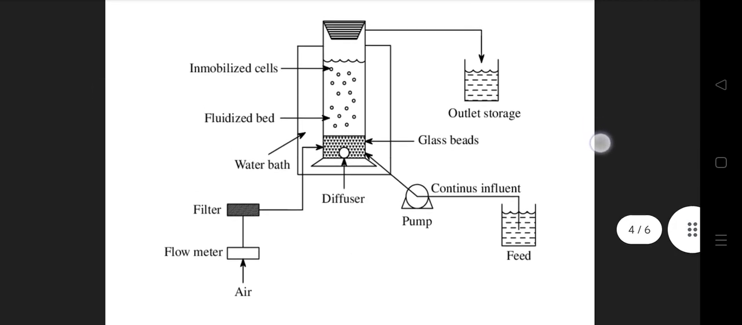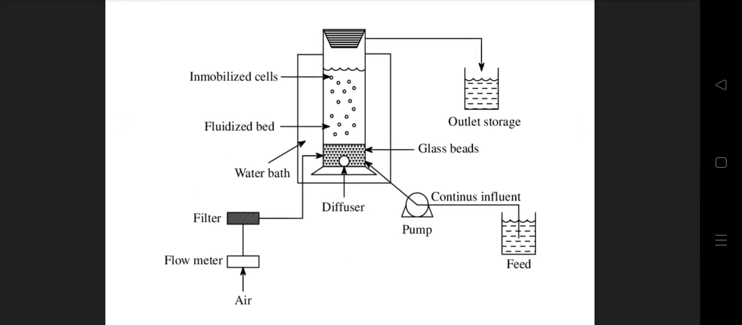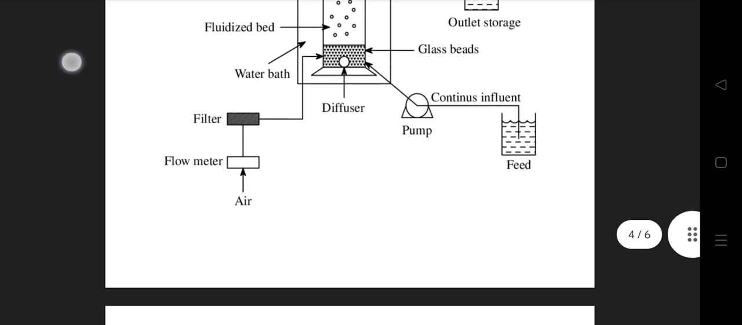This is the simplest form of the suspended bed reactors, in which the diffuser is present. Air is injected through a flow meter, passed through the filter and fed into the reactor, which is the fluidized bed reactor, also called the suspended bed reactor. Immobilized cells are present, gel beads are present, and after the reaction takes place, it goes through the pump and we obtain our product.